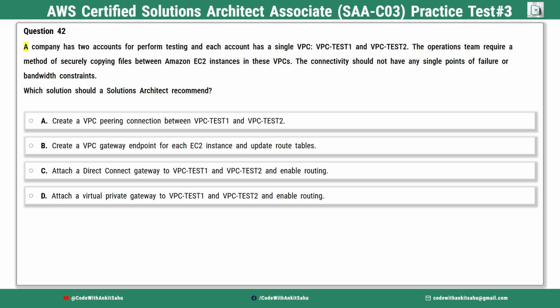Question 42. A company has two accounts for performing testing and each account has a single VPC, VPC Test 1 and VPC Test 2. The operations team require a method of securely copying files between Amazon EC2 instances in these VPCs. The connectivity should not have any single points of failure or bandwidth constraints. Which solution should a solutions architect recommend? Option A. Create a VPC peering connection between VPC Test 1 and VPC Test 2. Option B. Create a VPC gateway endpoint for each EC2 instance and update route tables. Option C. Attach a direct connect gateway to VPC Test 1 and VPC Test 2 and enable routing. Option D. Attach a virtual private gateway to VPC Test 1 and VPC Test 2 and enable routing.